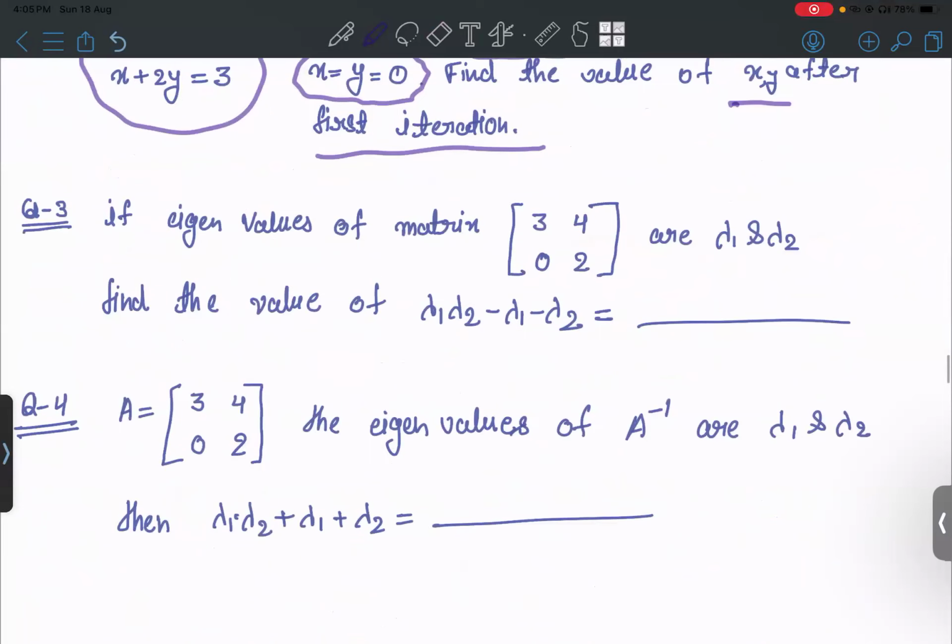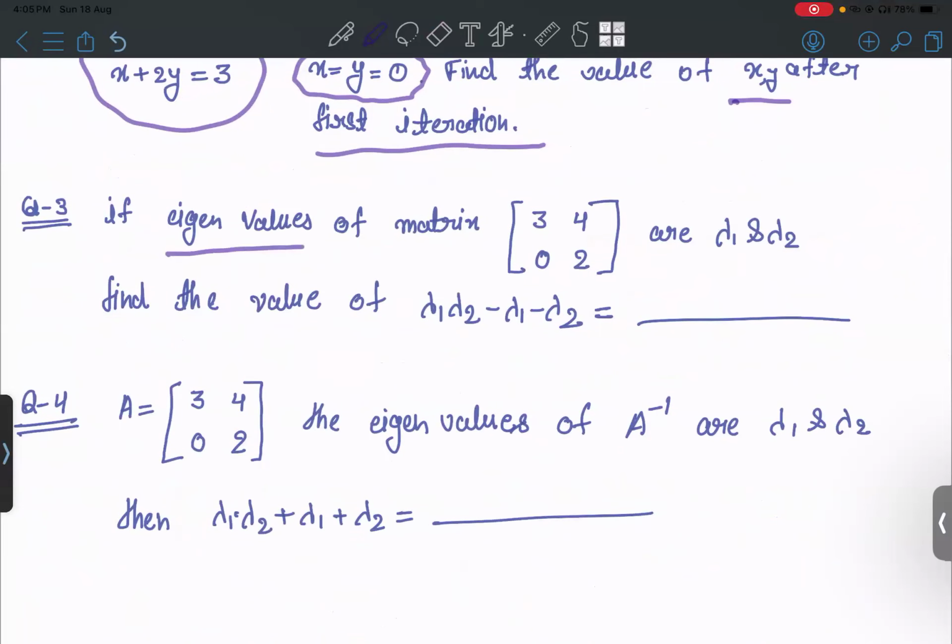Now third problem: if eigenvalues of a matrix 3, 4, 0, 2 are lambda 1 and lambda 2, then we wish to find the value of lambda 1 multiplied by lambda 2 minus lambda 1 minus lambda 2. So we want to find the value of this expression.